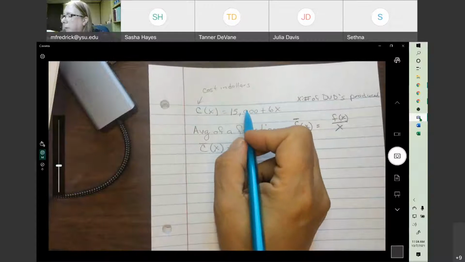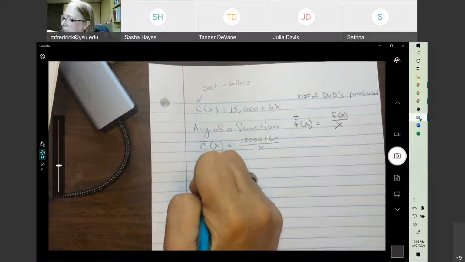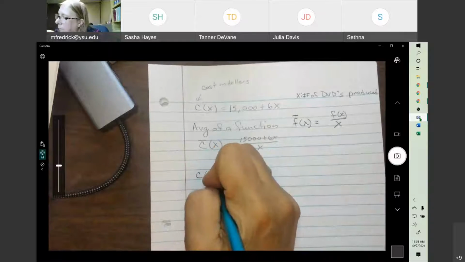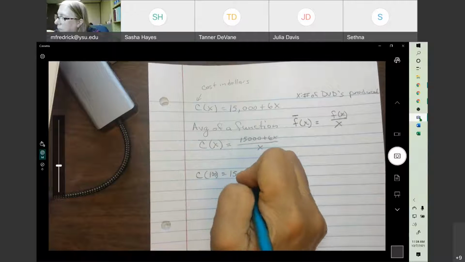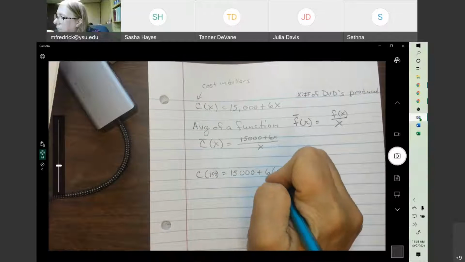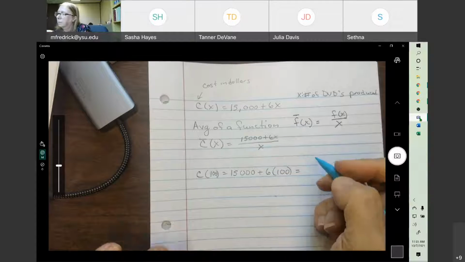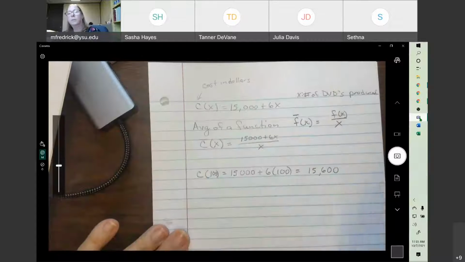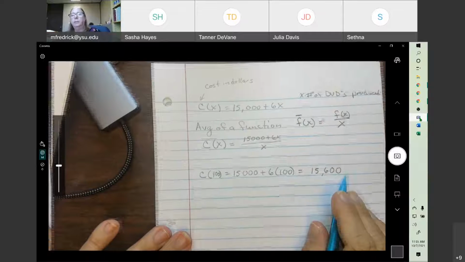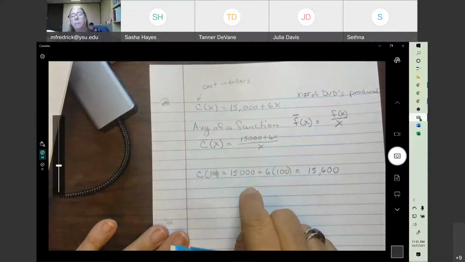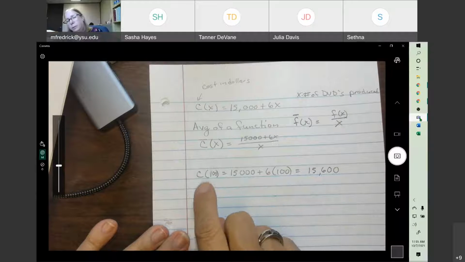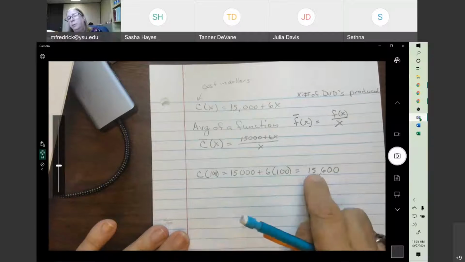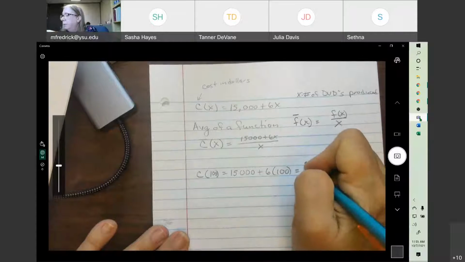So if we plugged 100 in here, we get 15,600. So this was plugged into the regular function. When you plug it into the original, this is total cost. So if we have 100 DVDs produced, the total cost is 15,600.